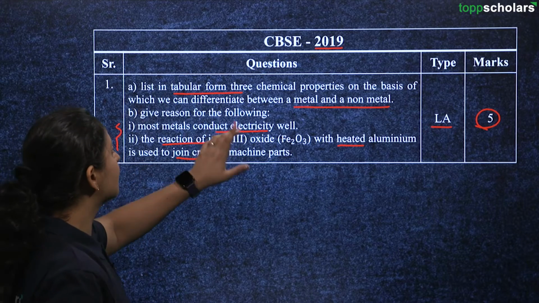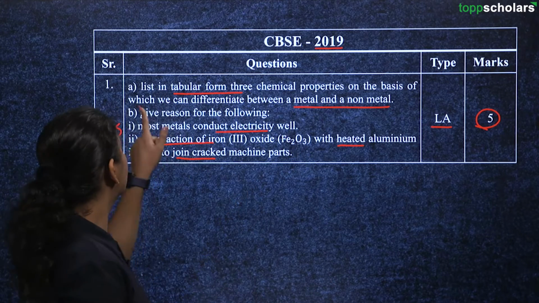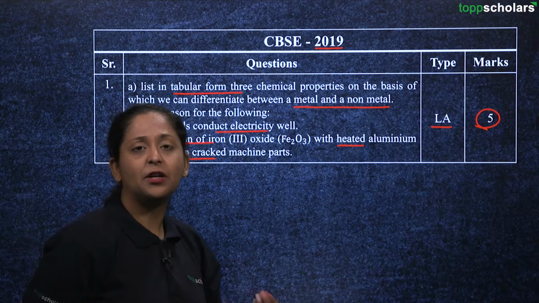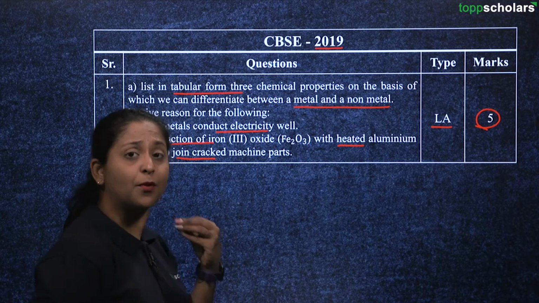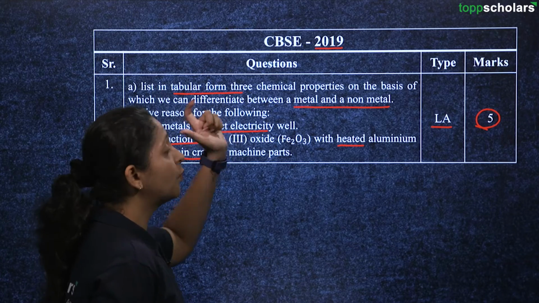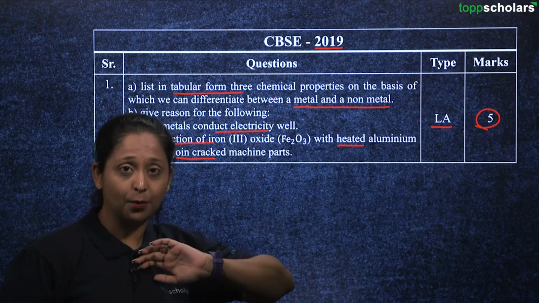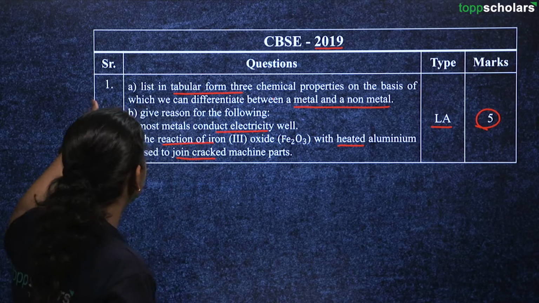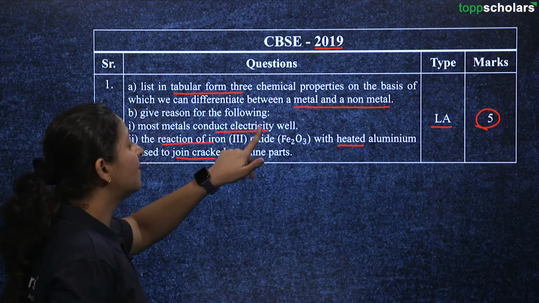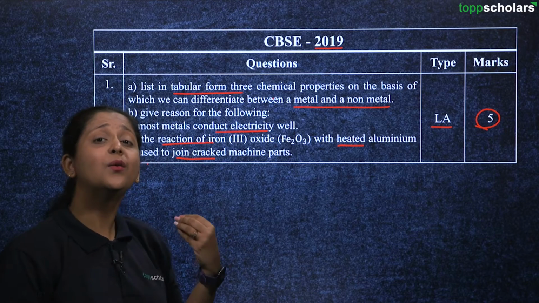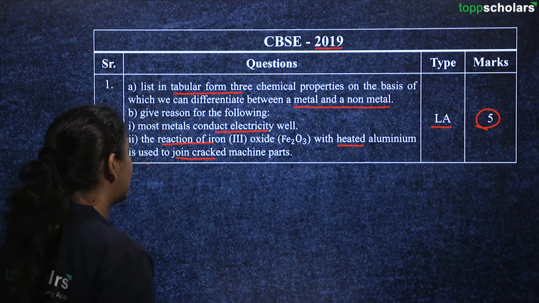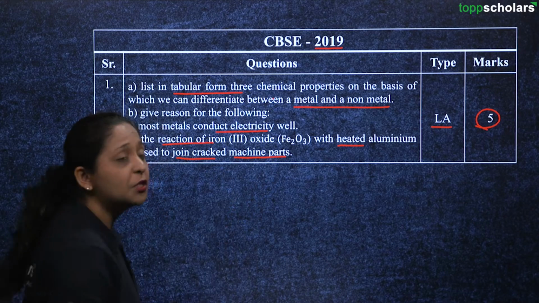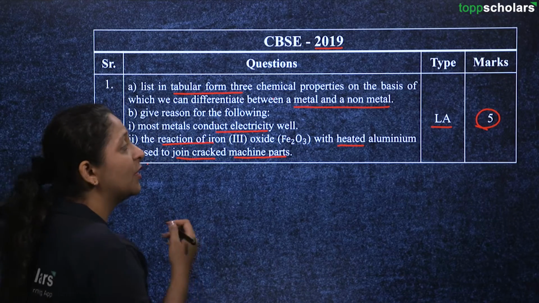So first you will be discussing the 3 chemical properties on the basis of which we can differentiate whether an element is a metal or a non-metal. For example, metals will show luster. So that's a property which you have. Depending upon such properties, but here you have to show the chemical properties. Depending upon the chemical properties, differentiate here. And then you have to give reasons. Most metals conduct electricity well. Why? Because they are good conductors of electricity. You have to state that over here. The reaction of iron oxide with heated aluminium will help you to join machine parts. How is it helpful? You have to give the reason for that.